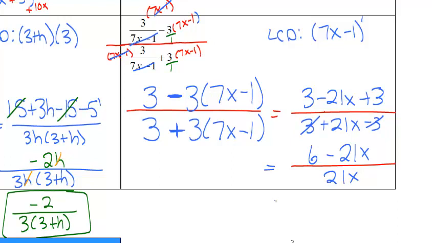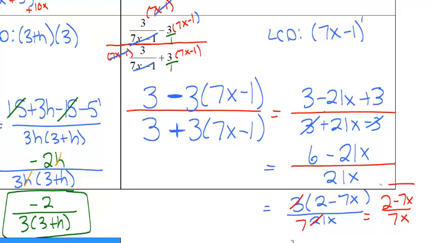It looks like I can factor the numerator that has a GCF of 3. 2 minus 7x. And the 3 and the 21 can divide out to 7 in the denominator. So my final answer is 2 minus 7x over 7x.